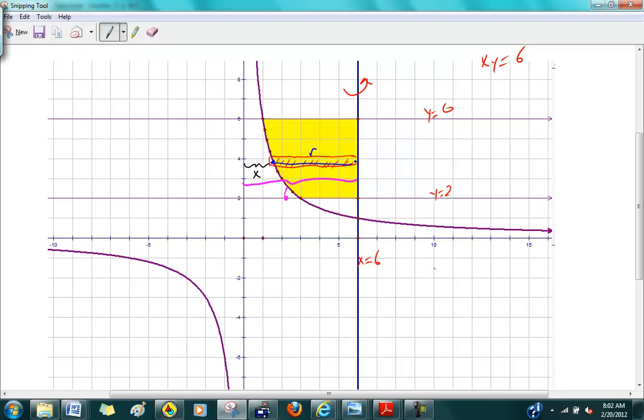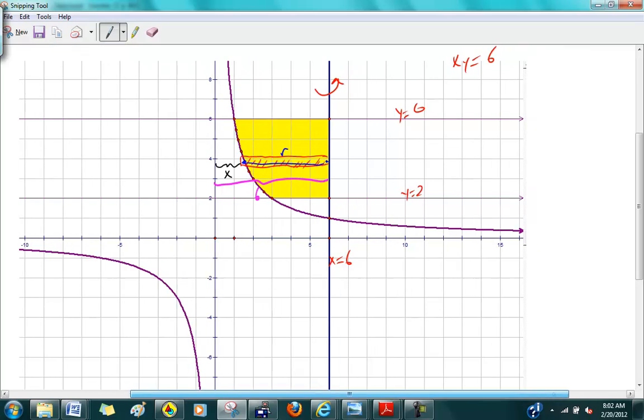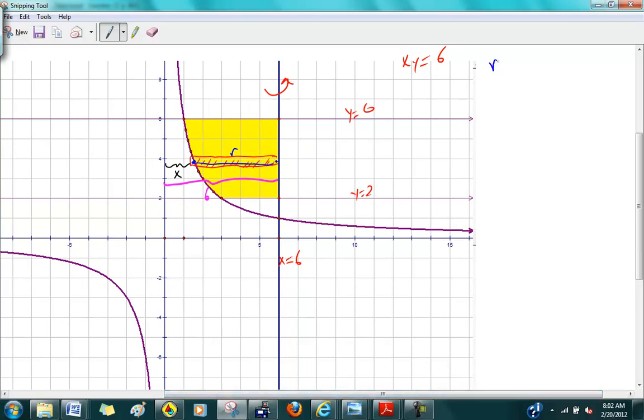So then r is going to be equal to, where do I work? I'm going to work out here. So r is equal to 6 minus x. Okay, and the height of that disk is going to be delta y or dy. Okay, so my disk volume is going to be equal to pi (6 minus x) quantity squared delta y.